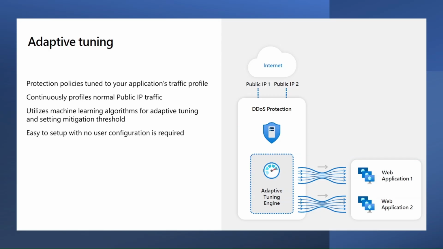And one more important thing is adaptive tuning. The protection policy is tuned to your application traffic flow, and your public IP address is continuously monitored. And it's easy to set up. There is no user configuration required.